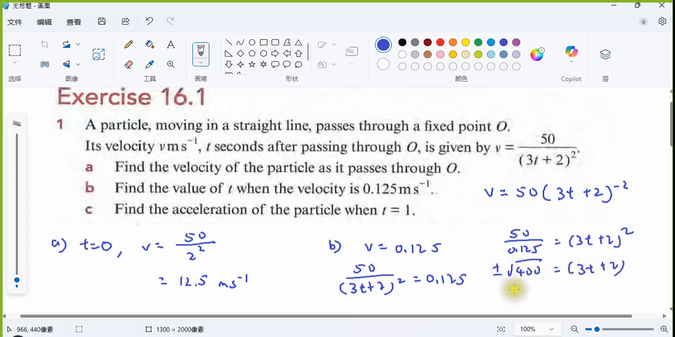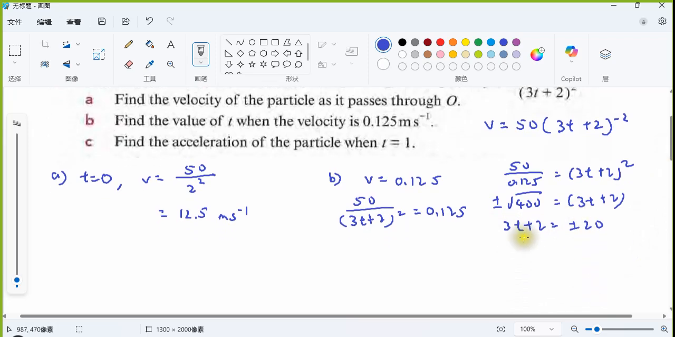So plus or minus. Then we have 3t plus 2 equal to plus or minus 20. Then we have 3t equal to 18, and 3t equal to negative 22, so t equal to negative 22 over 3. This one is rejected. And then we have t equal to 6 seconds.